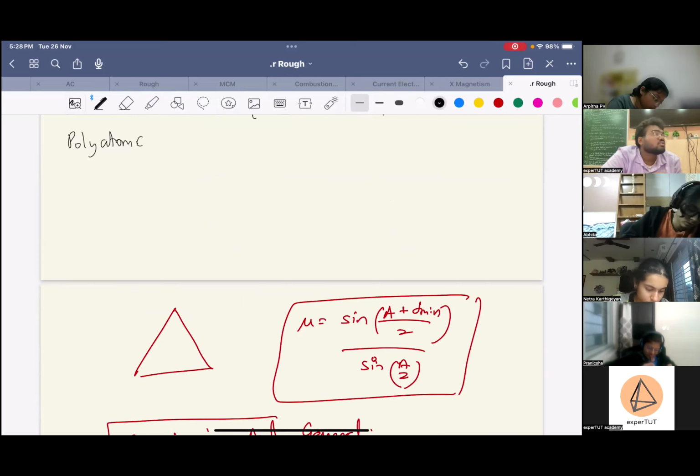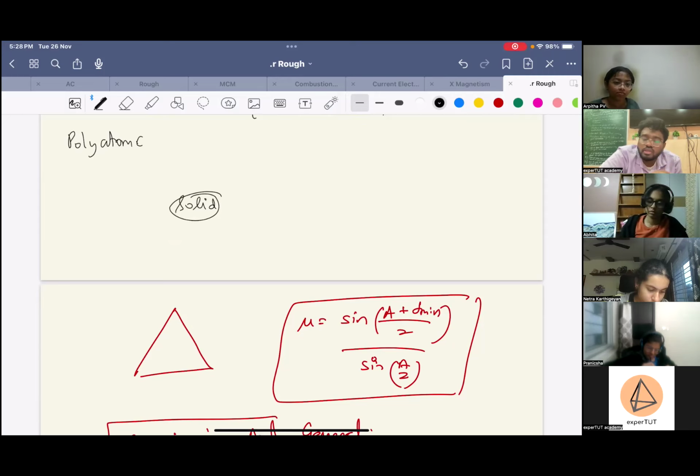Now, for a solid. See, the gases have 3 degrees. I told you about monatomic gases. Monatomic gases will have 3 degrees of freedom because they can move in x, y, and z.